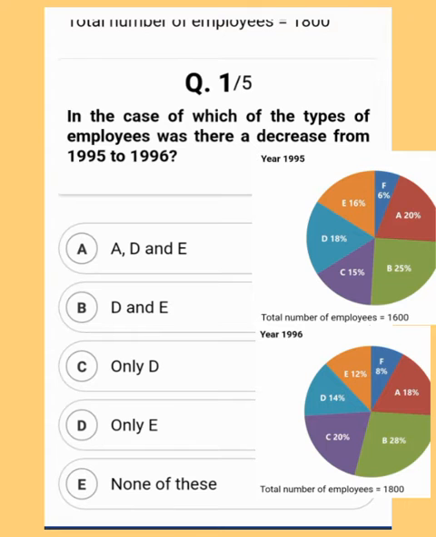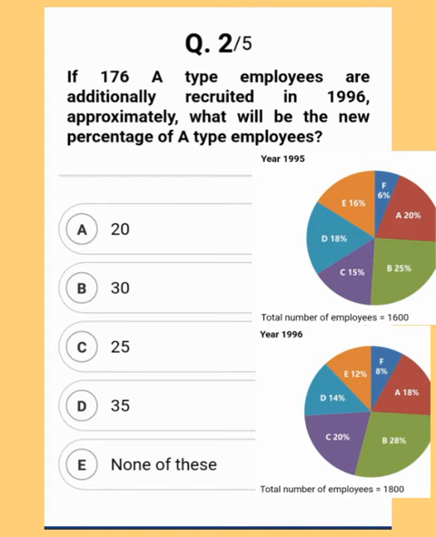Moving to the next question. If 176 A-type employees are additionally recruited in 1996, approximately what will be the new percentage of A-type employees? Option A 20, option B 30, option C 25, option D 35, option E none of this. As mentioned, pause the video and try to solve this. Moving to the next question.